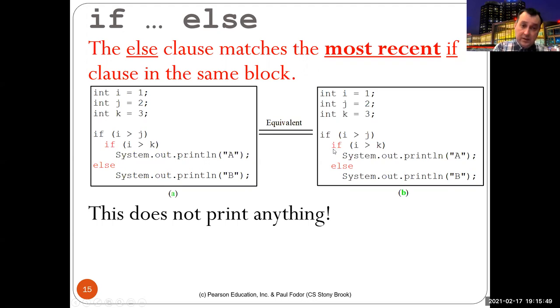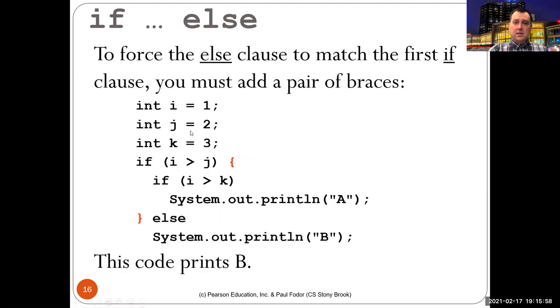What if we actually wanted this else to correspond to that if? The solution is quite simple. Use a block to say that this if statement ended. And now this else statement corresponds to that if, because that's the most recent if in the same block. So if you try to execute the code, it is equivalent to what we had before, with the exception that we have a block around the if statement internally. So i was 1, j was 2. If i greater than j is false, because 1 is not greater than 2, it goes on the else branch and it prints b. So that's the only difference.